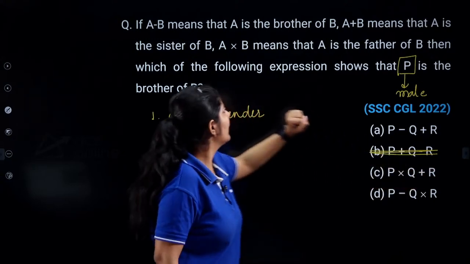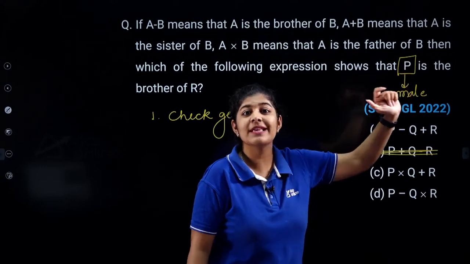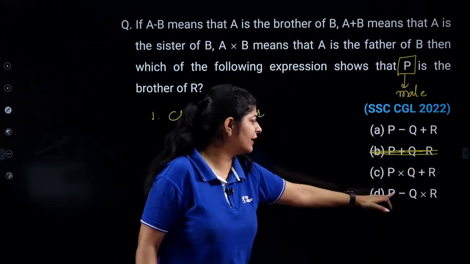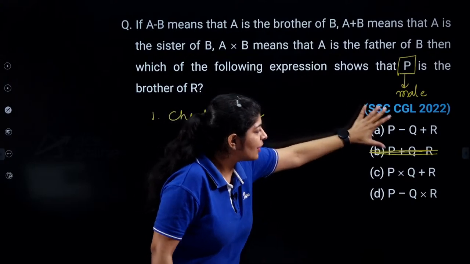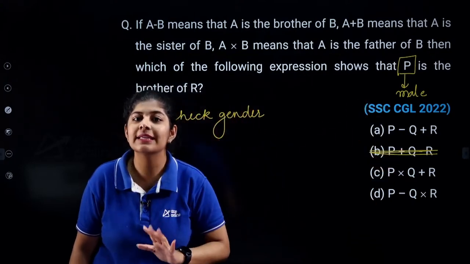P into Q. Where is into? Over here, A is a father. That means P is a father of Q. Okay, and we already checked the minus one. So out of 4 options, we are left with just 3 options because one option is eliminated.